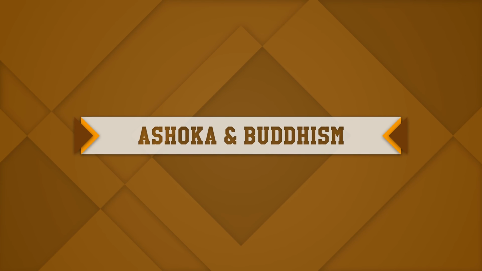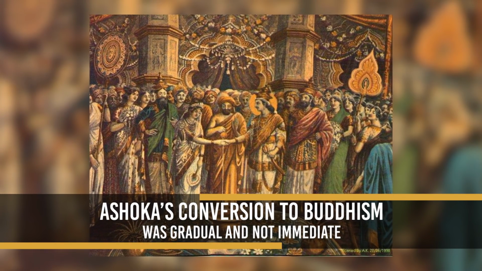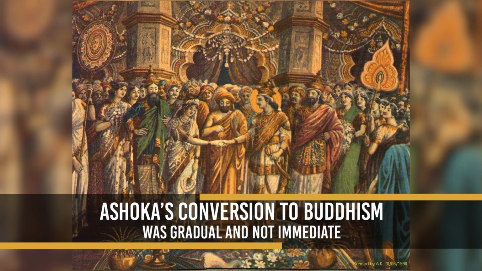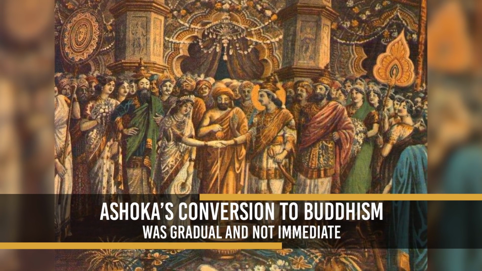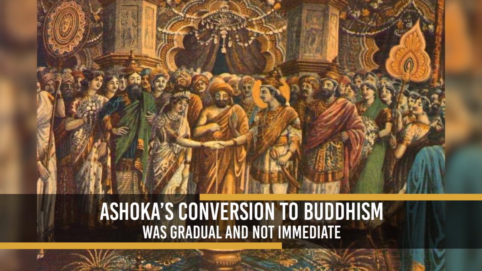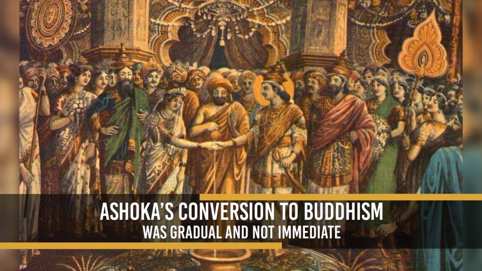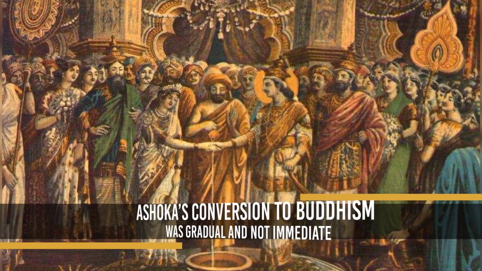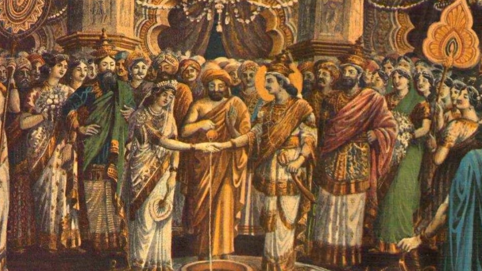Ashoka and Buddhism. Ashoka's conversion to Buddhism was gradual and not immediate, as he first became an upasaka, which means that he was a lay disciple, and two and a half years later he became a bhikshu, which means monk, and he gave up hunting.